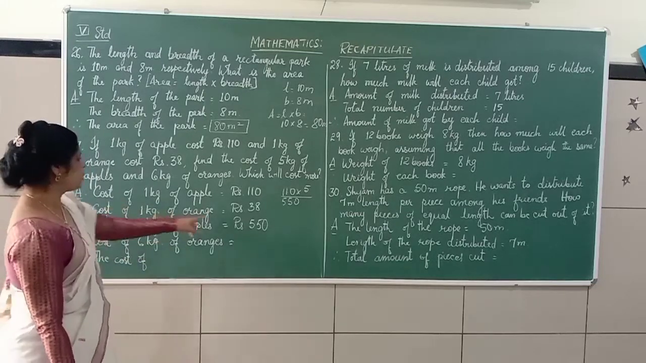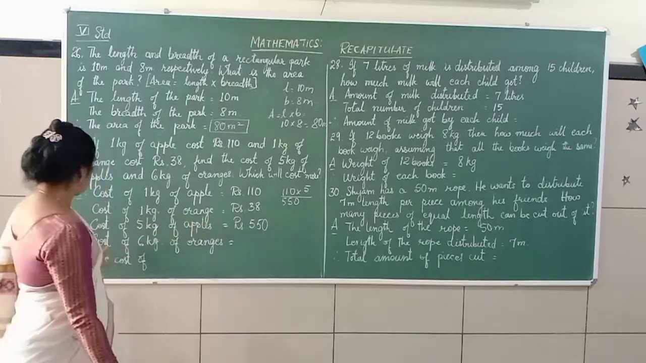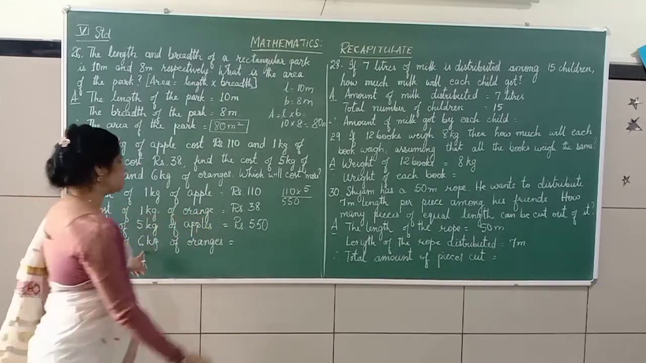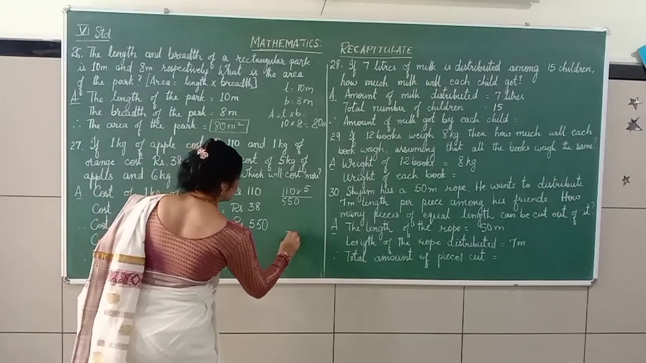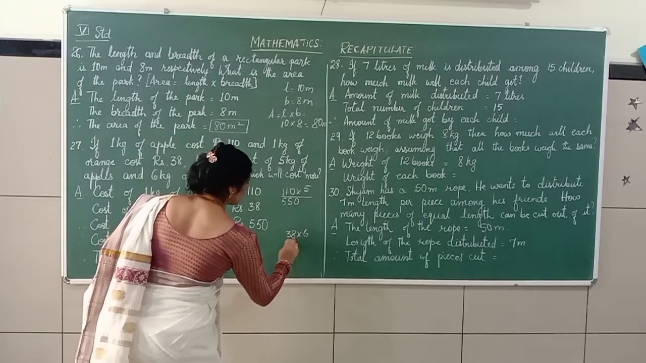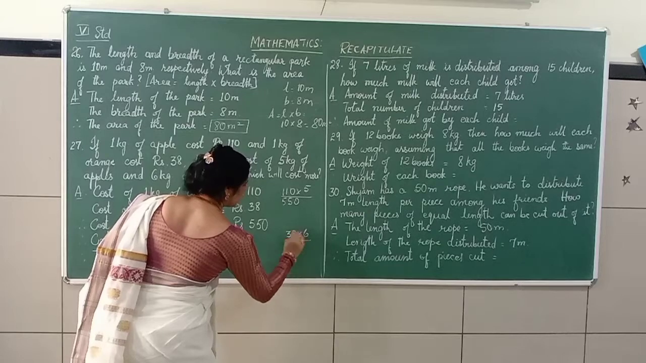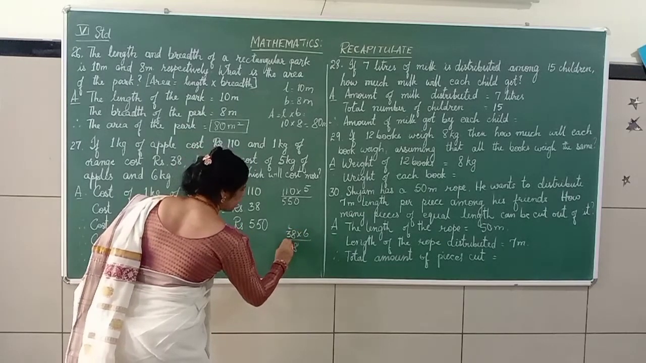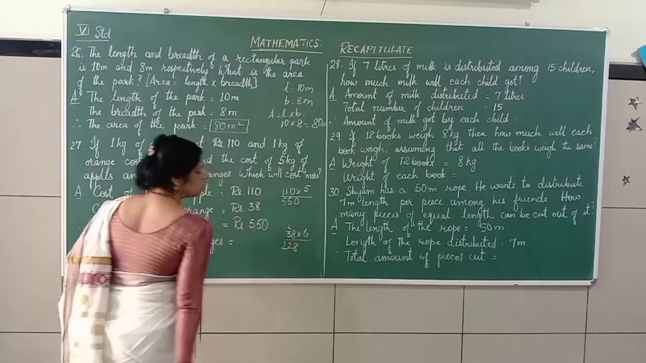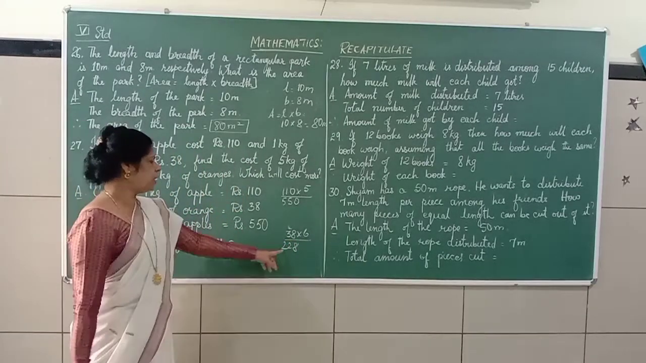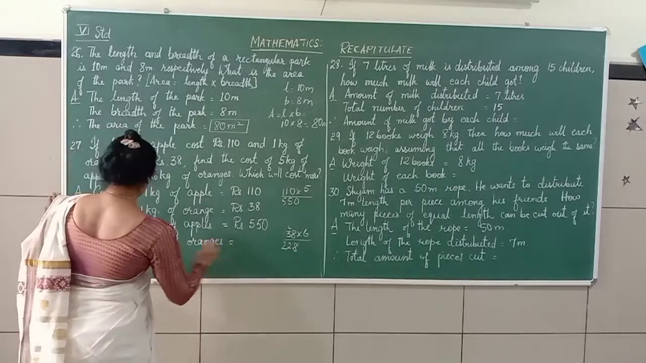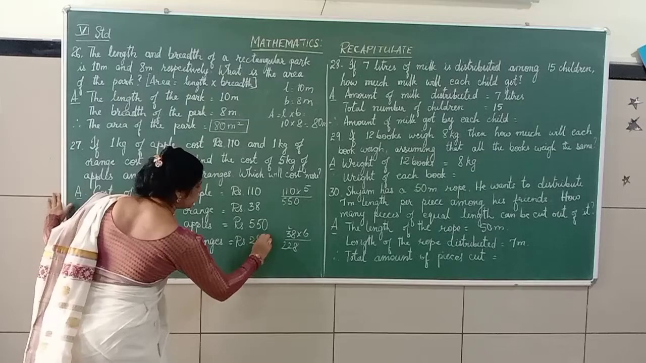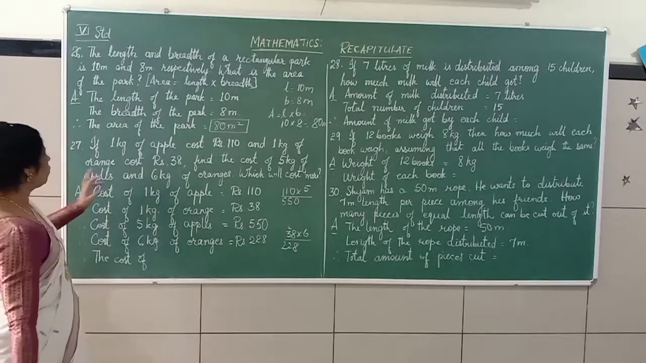1 kg is costing 38 rupees. So you have to find for 6 kgs. So what you have to do? 38 into 6. 6 8s are 48. Carry 4. 6 3s are 18. 18 plus 4 is 22. So now 228 rupees. For 6 kg of oranges it is rupees 228. There is one more question here.